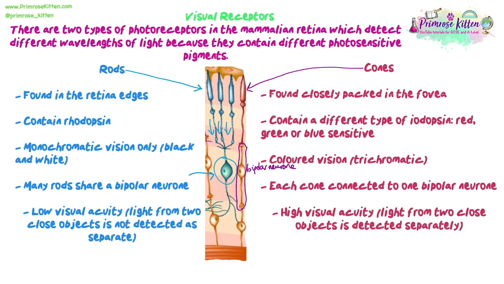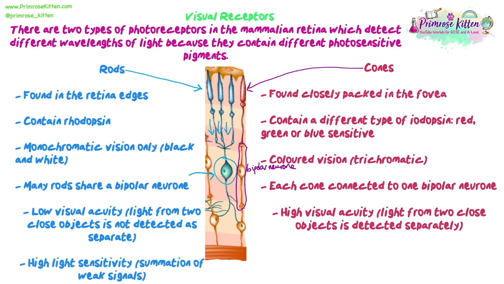Cones are the opposite. Because each cone has its own bipolar neuron, they are able to detect light from two close together objects and allow you to see them as separate objects, because they can send individual action potentials for each object, even though they're close together. This is what we call visual acuity. So your ability to see in high resolution, in a similar way to light microscopes.